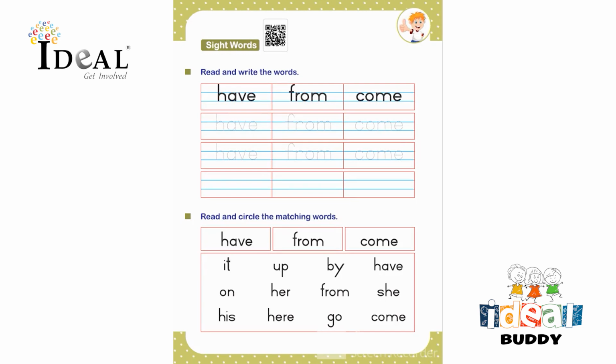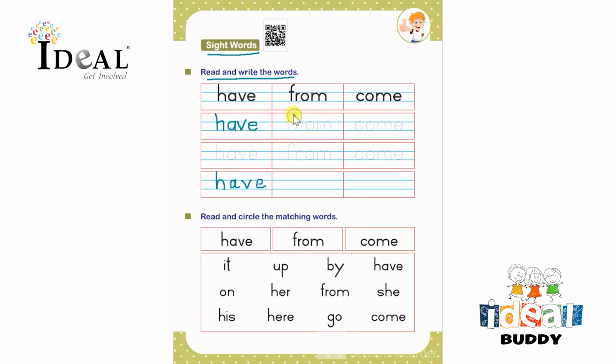Hello everyone. This page is about sight words. So here the child has to read and write the given words. So the first word is have. So first of all they will trace the word over here, and then they will again have to trace it over here and then they will be writing the word on their own in the last box.